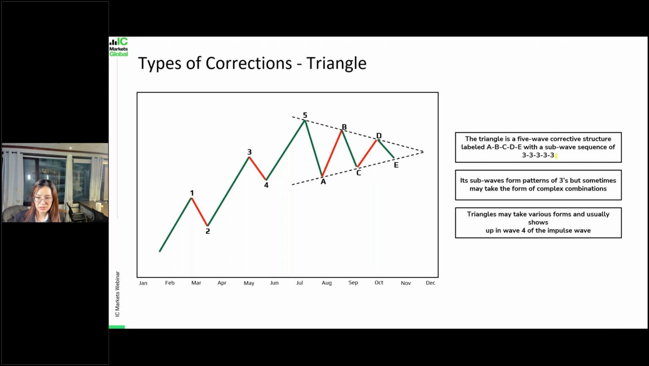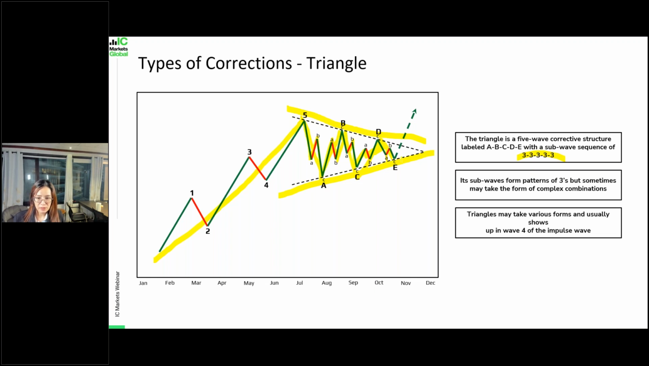Now the triangle. They label it A, B, C, D, E, and the sub waves we call 3, 3, 3, 3, 3. What does this mean? When price is on an uptrend and then you draw the triangle like this, you will know that there will be A, B, C, D, E. Inside there will be 3, 3, 3, 3, 3, meaning in each wave there will be A, B, C. So it is called 3, 3, 3, 3, 3.